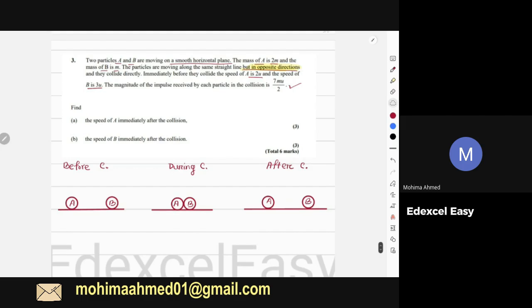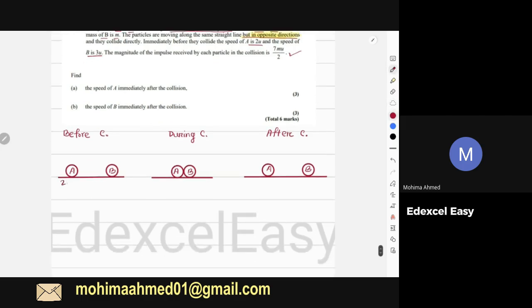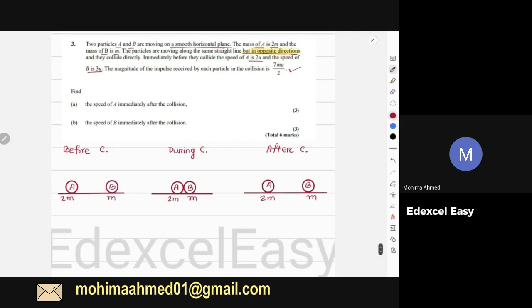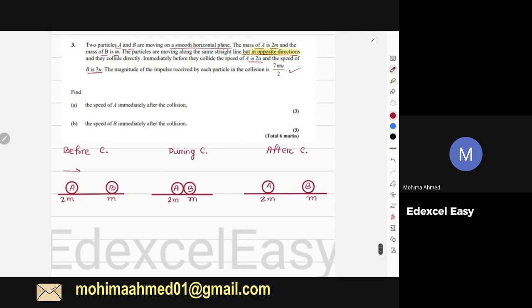Particle A has a mass of 2m and B has a mass of m. And they were moving in opposite directions before collision. And before they collide, their initial velocities were 2u meters per second and 3u meters per second. During the collision, what happens? An impulse of 7mu divided by 2 acts on particle A, and an impulse of 7 over 2 mu acts on particle B, right?